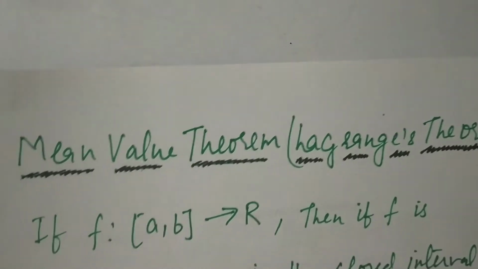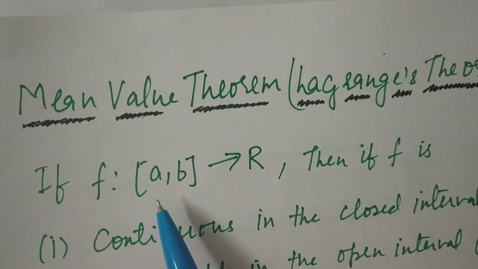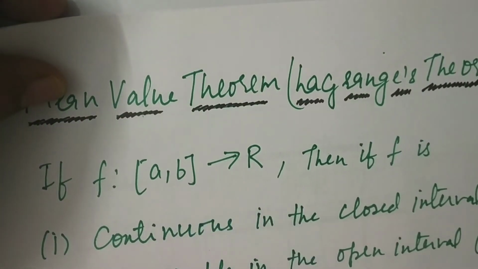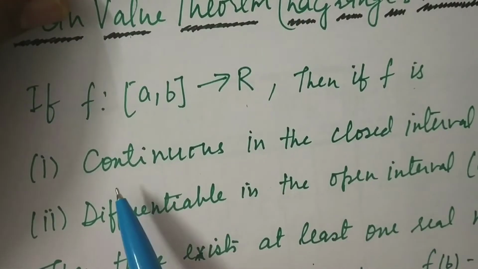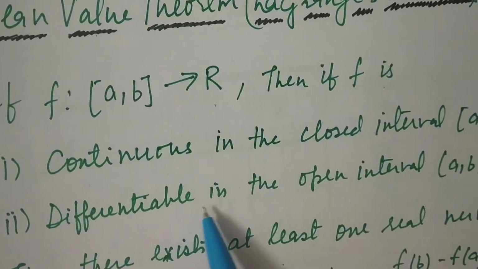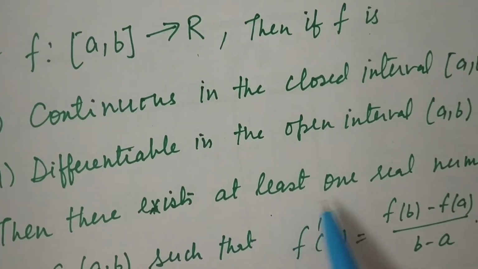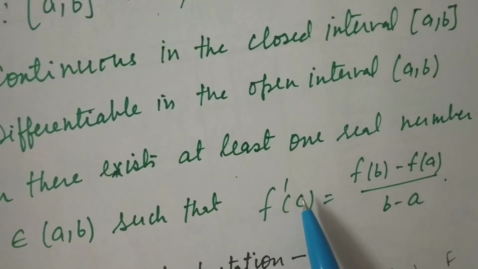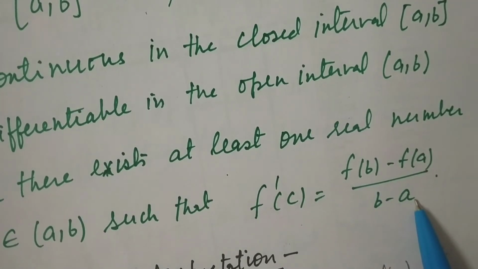What is that theorem? It says if f(x) is a function having the closed interval [a, b] as domain and the set of real numbers as codomain, and the given function is continuous in the closed interval [a, b] and differentiable in the open interval (a, b), then there exists at least one real number c lying in the interval (a, b) such that f'(c) equals (f(b) minus f(a)) upon (b minus a).